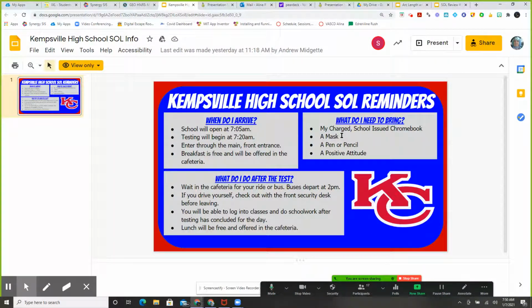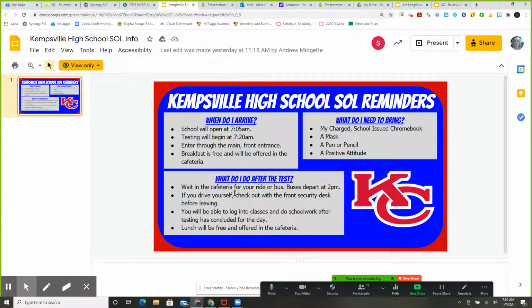You definitely want to wear a mask. You will not be allowed in the building without a mask. This is new. You want to bring your own pen or pencil. I think they're trying to limit the amount of things that they're passing out and passing back. So you definitely want to bring your own writing tool. That's a change from years past where we've had to give you one. Okay. And then definitely a positive attitude. I think everybody's going to do great when they come into test.